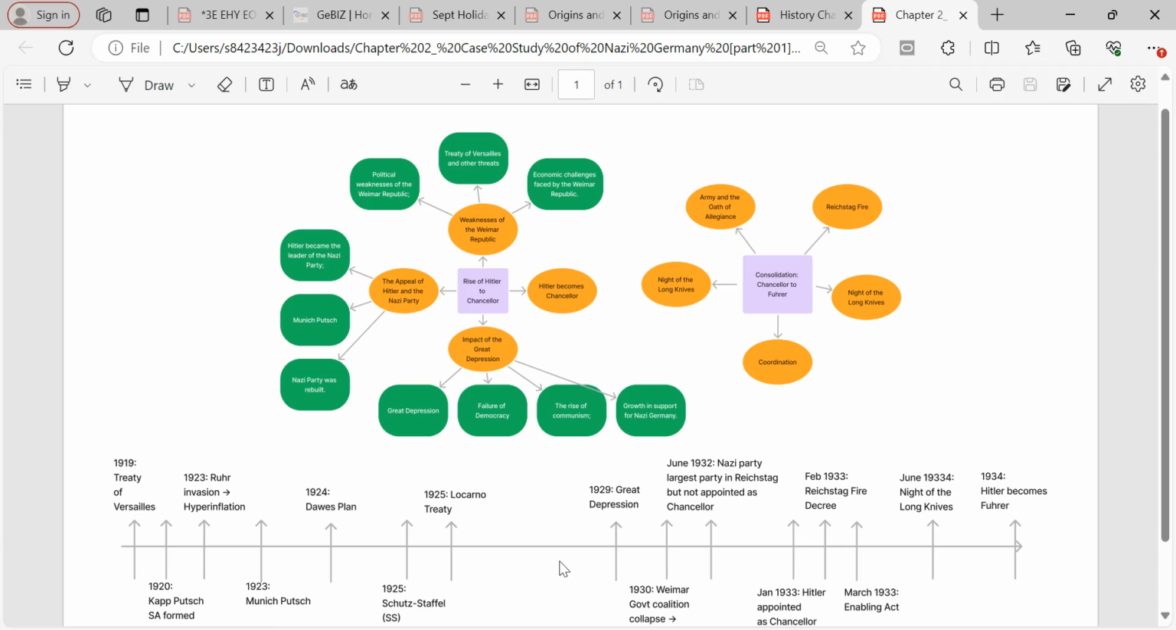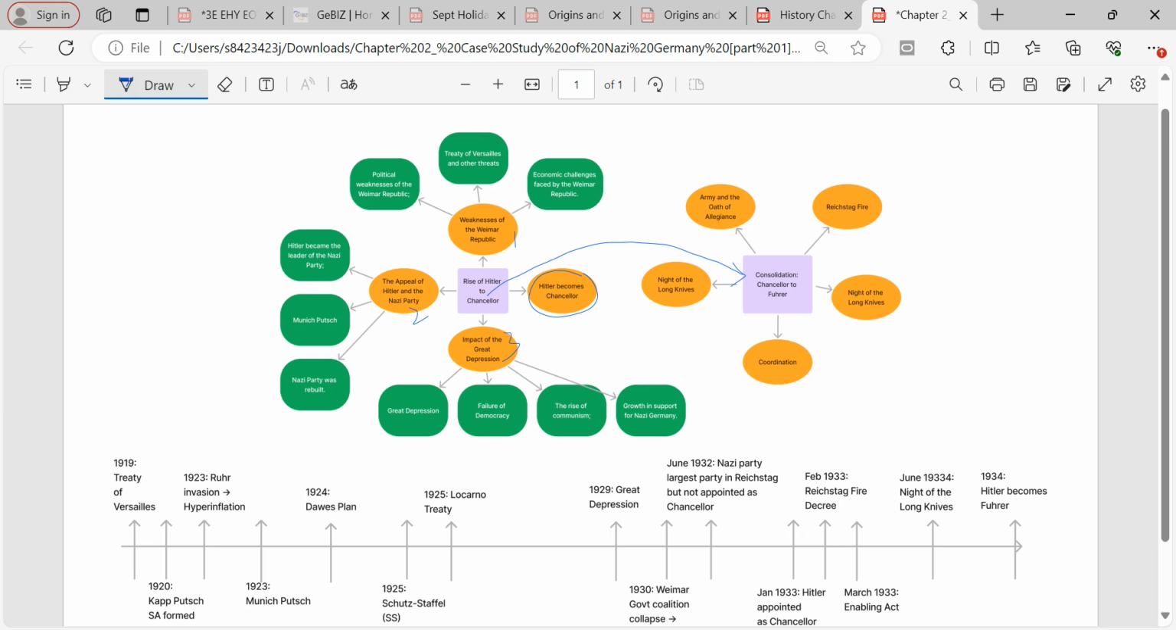This is just going to be on rise and consolidation. So if you look at the graphic organizer, the mind map, on this side you have two, three main reasons as to what led to the rise of Hitler. And then in the textbook, they do talk about the actual process of how Hitler becomes chancellor. Then once that happens, once you have risen to power, you will consolidate. So consolidation, a bunch of things mentioned here.